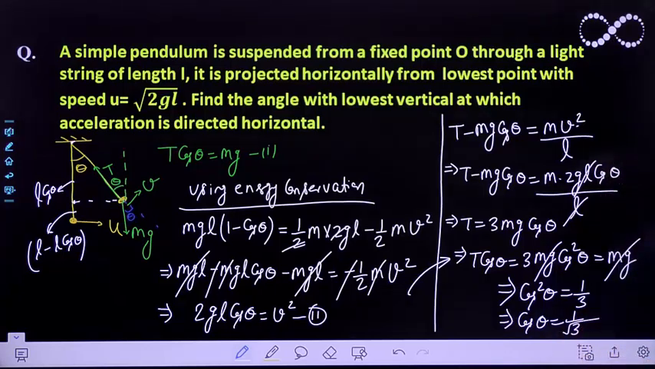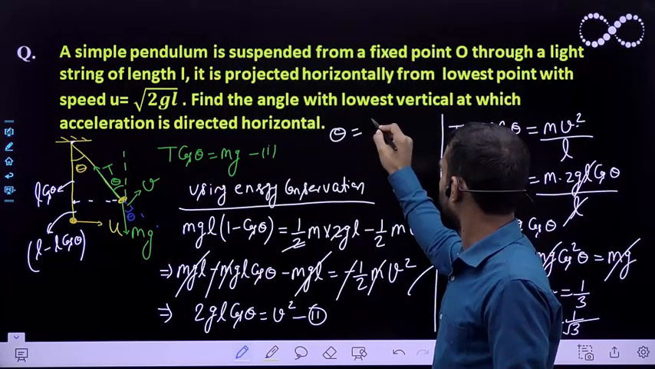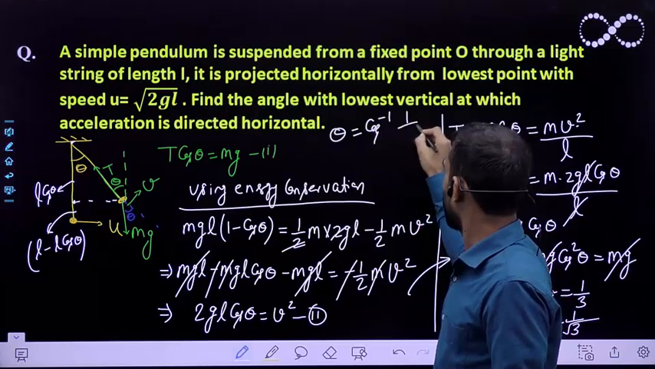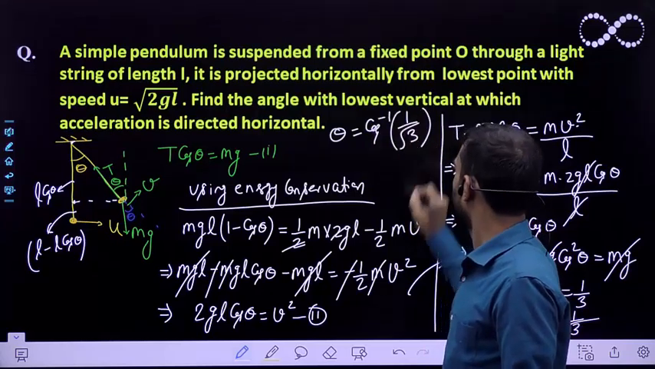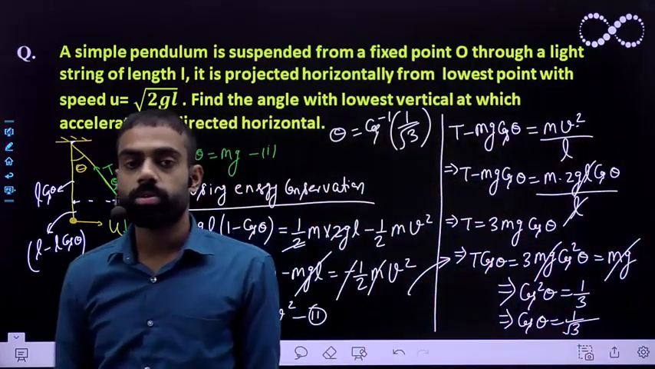So the angle theta is equal to cos inverse of 1 upon root 3. Okay students, I hope you understood this question.